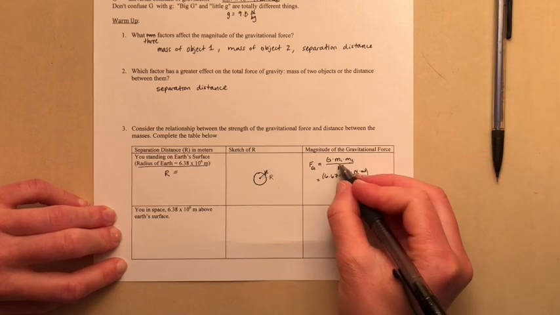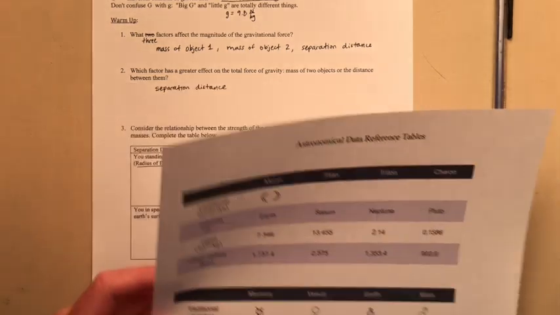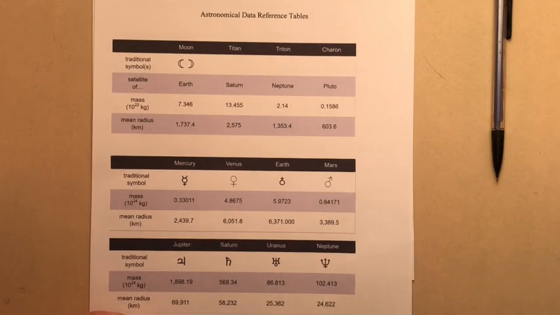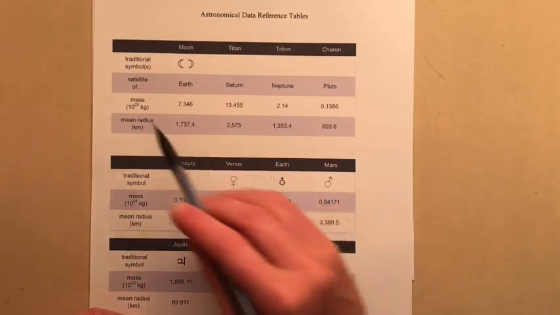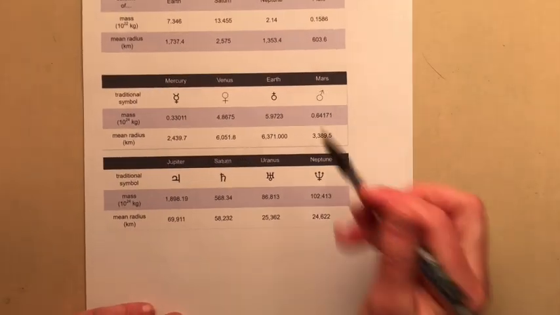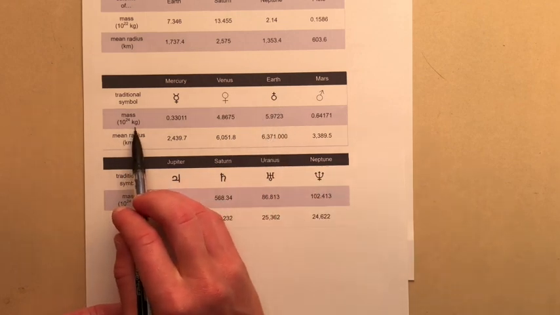Mass of the first object, let's say that's the mass of Earth. Now, I have a little reference table that I will post on Schoology for you. It actually gives you the masses of many different astronomical bodies. So here, this part of the table is looking at satellites. So really we're looking at the moon there. If we go down, here is the mass of the Earth. This is in kilograms, so that's the correct units for us.